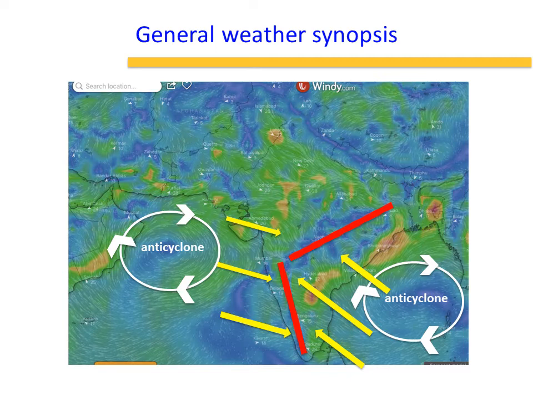So this is where a lot of thunderstorm activity is going to be expected for the next few days over the Ghat sections of Maharashtra, Karnataka, Kerala, Tamil Nadu, and over central India, which spans Marathwada, Vidarbha, and Chhattisgarh, and all the way up to Odisha and West Bengal as well.